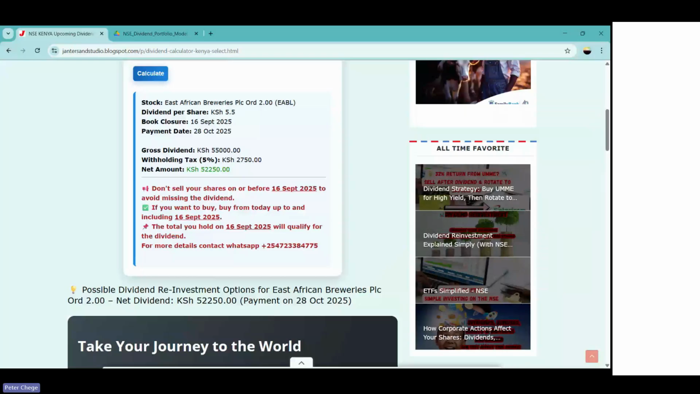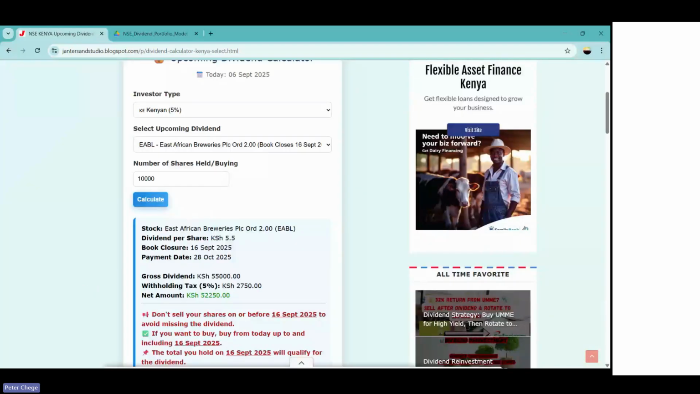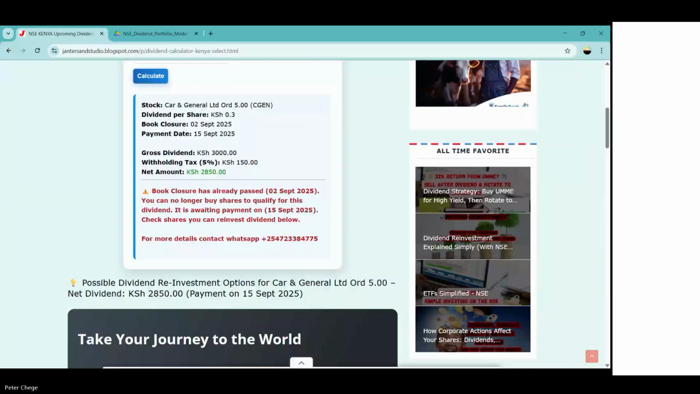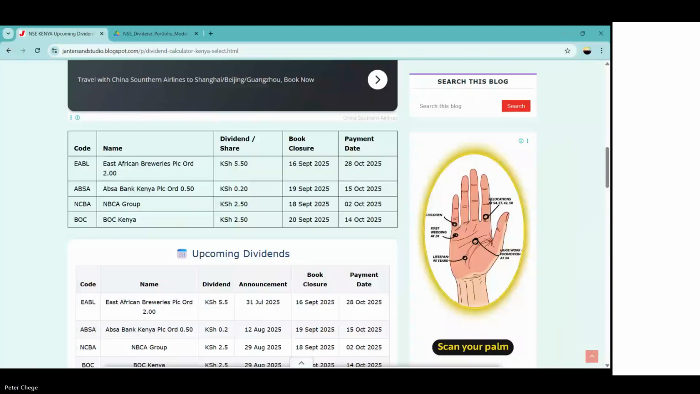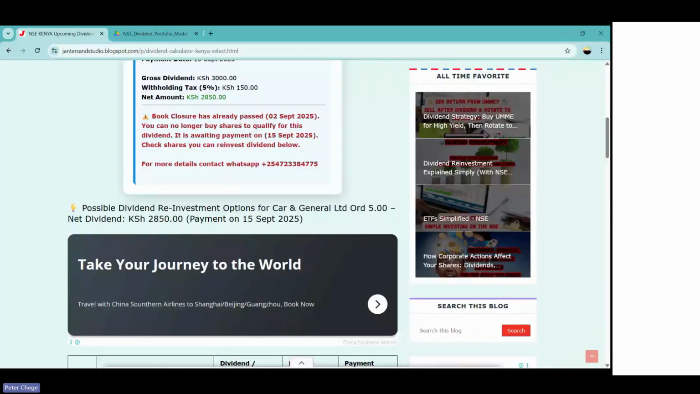Let me see if there is one we can play around with. In general, it has already closed the book. You can see the calculator is even telling you the book closed on this date, you can no longer buy to qualify for dividend, and it's awaiting payment on this day. If you scroll down to the investment section, it gives you options to invest that dividend. So it is up to you to make the decision: if I get this dividend of 2,800, which share can I buy?